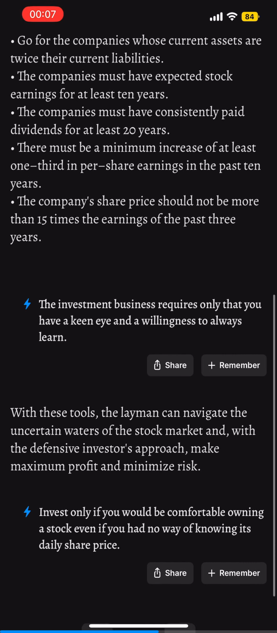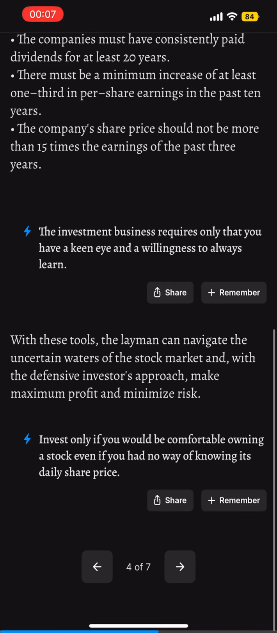The investment business requires only that you have a keen eye and a willingness to always learn. With these tools, the layman can navigate the uncertain waters of the stock market, and with the defensive investor's approach, make maximum profit and minimize risk. "Invest only if you would be comfortable owning a stock, even if you had no way of knowing its daily share price." Benjamin Graham.